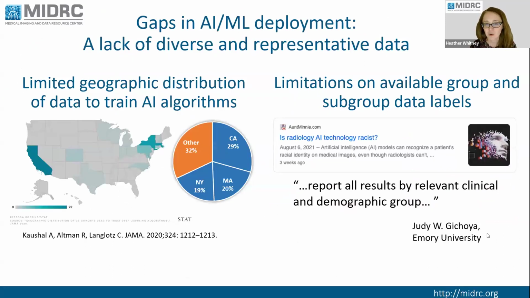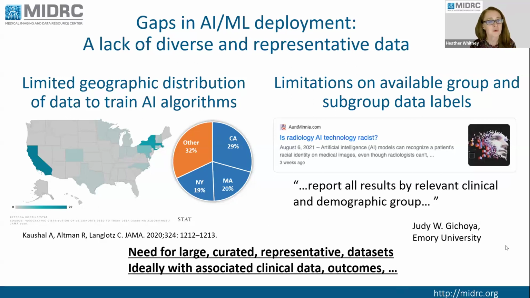And now as we introduce our work in representativeness, this was motivated because as you know, the field has seen lots of gaps in AI/ML development, particularly a lack of diverse and representative data. So, a broad overview of some things that have happened in the field over the past few years. We've noticed that there's a limited geographic distribution of data to train AI algorithms and limitations on available group and subgroup data levels. And all of these have impacted the representativeness of AI algorithms.